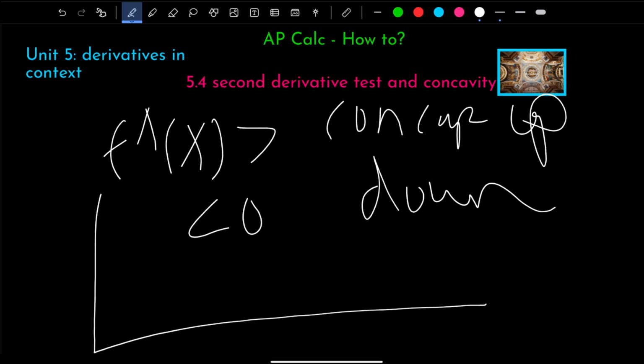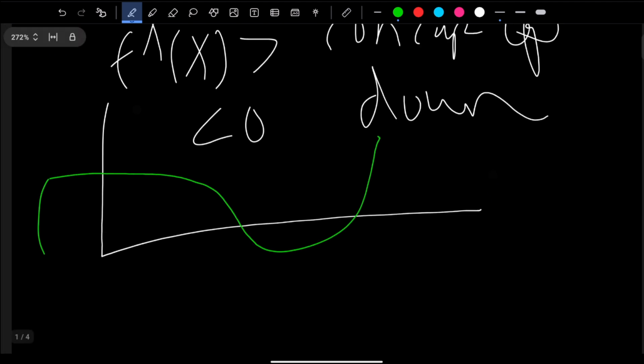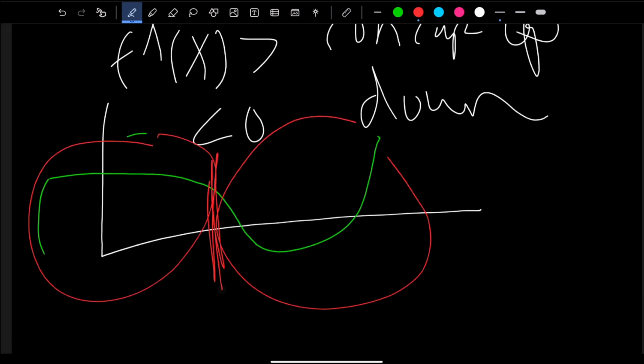So if we have something like this, it changes from concave down to concave up right at this point, say x equals 1. So that's our point of inflection.